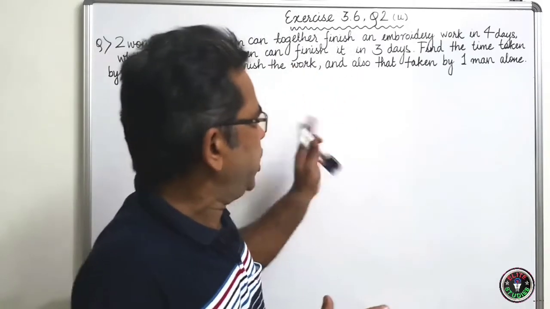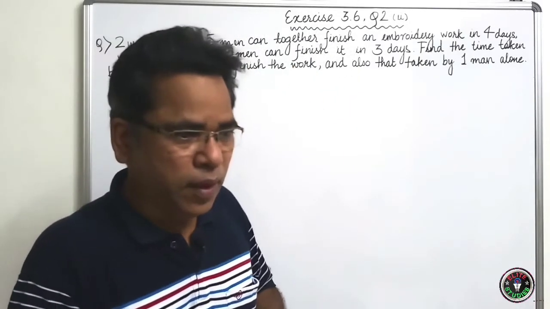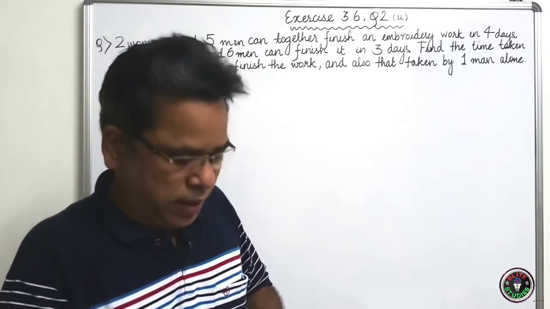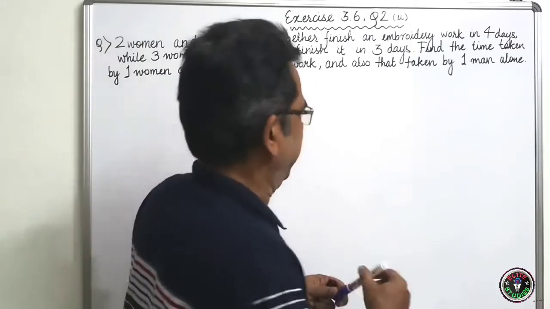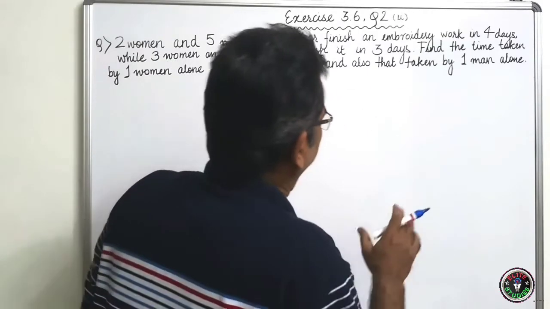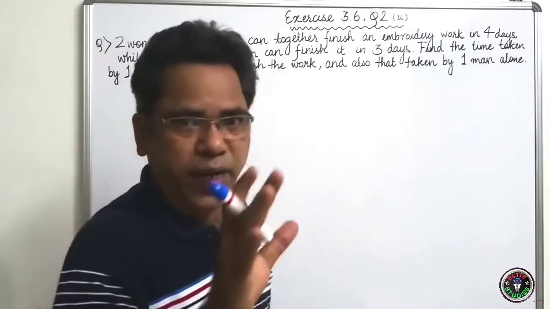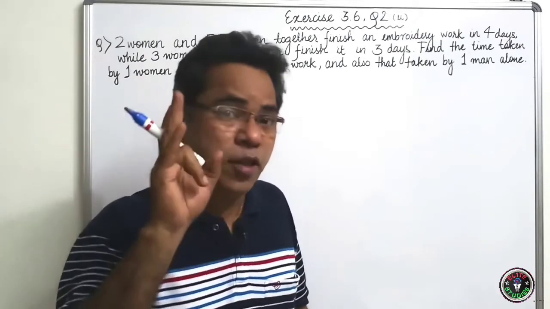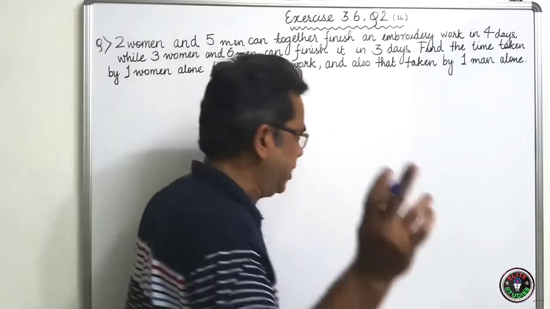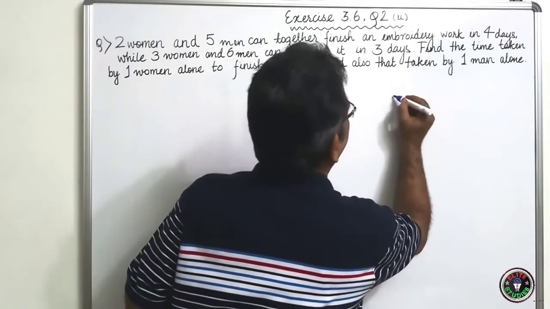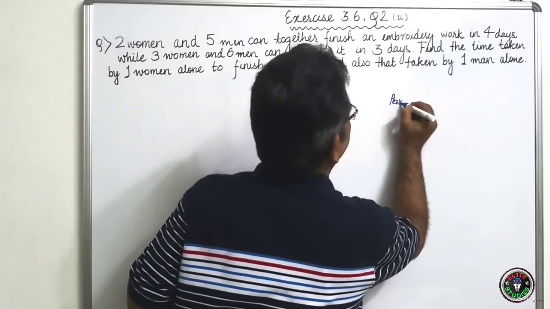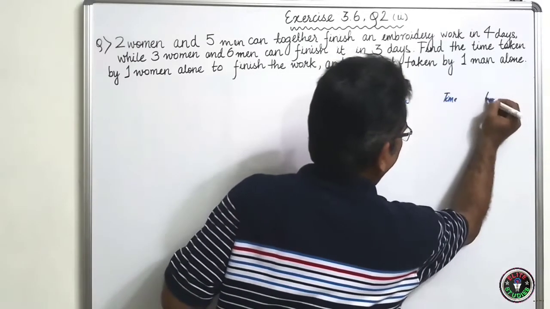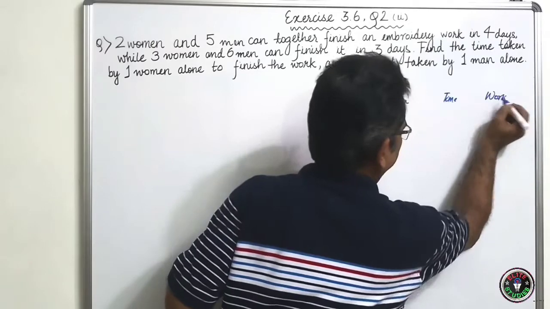Before doing such a question, you have to bear one thing in mind that I am going to tell you now. You see, here there are 3 parameters. In every time and work problem, please bear in mind there are 3 parameters to consider. One is person. Another one is time, and the third one is work.